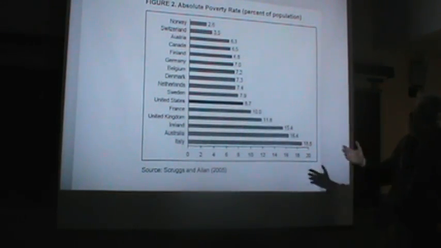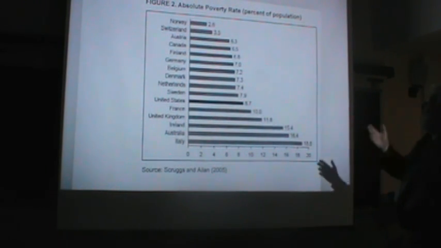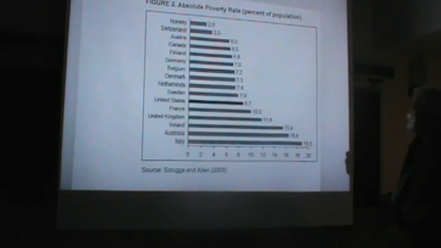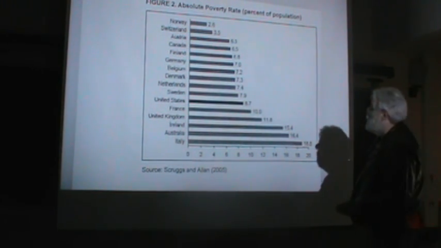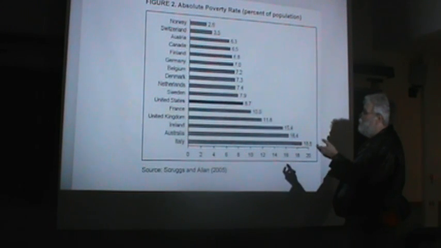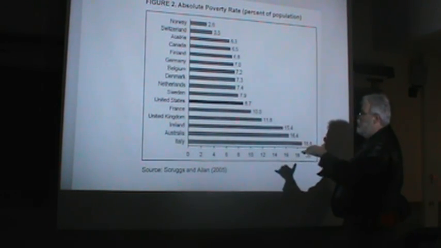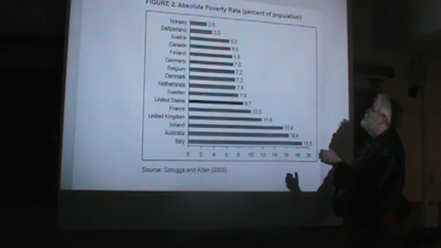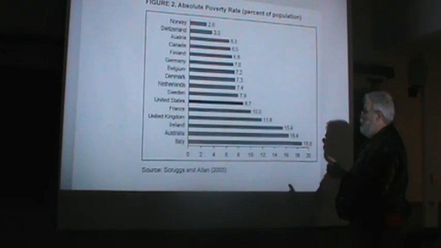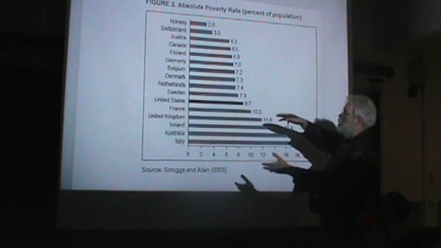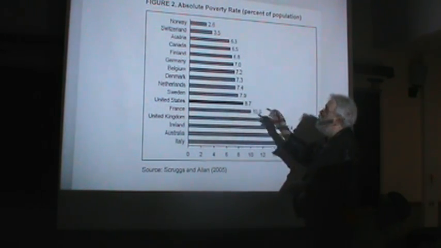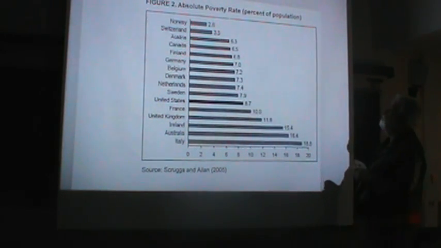This little graph comes from 2005. It's showing the absolute poverty rate of various populations in the industrialized world. You can see that if you try to hold the poverty level constant, all of a sudden the United States doesn't look all that bad. We're kind of in the middle of the pack compared to other industrialized countries.